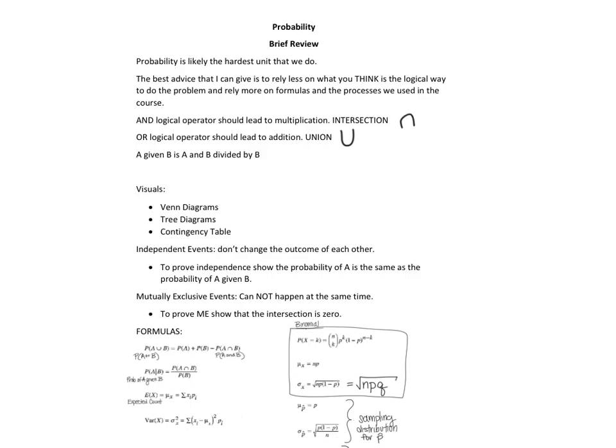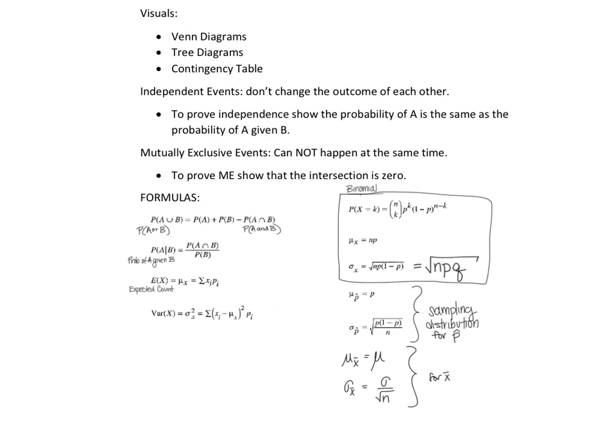Don't forget we have what's called independent events, where they are independent of each other, so they don't change the outcome of each other. And remember, to prove independence, we have to show that the probability of A is equal to the probability of A, given that we know that B already occurred. Mutually exclusive are events that can't happen at the same time. To prove mutually exclusive, we have to show that the intersection is 0. So the probability of A and B has to be 0.